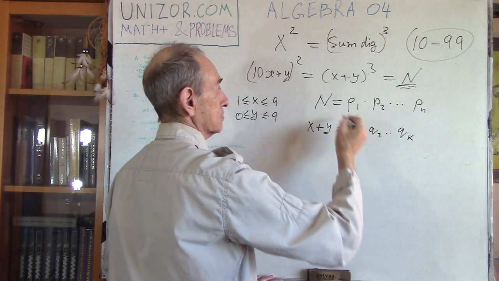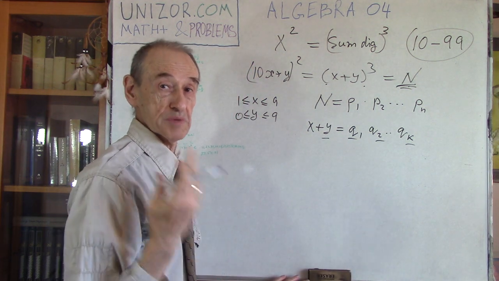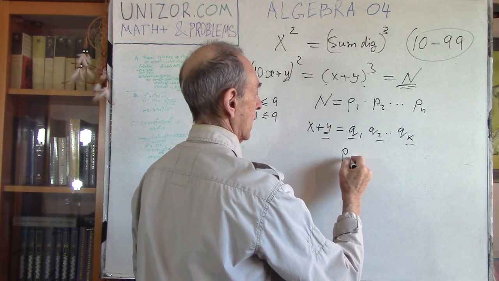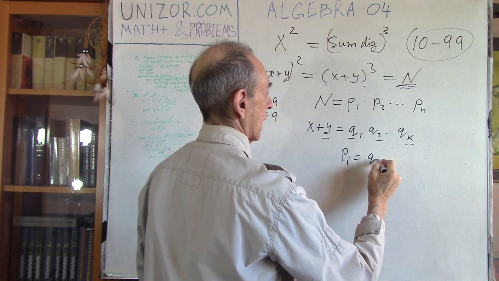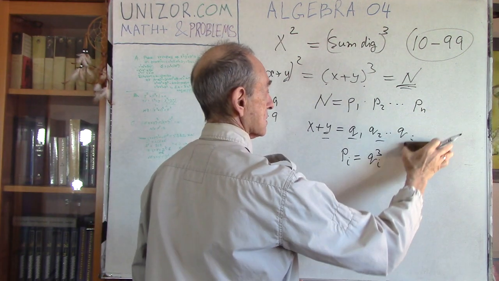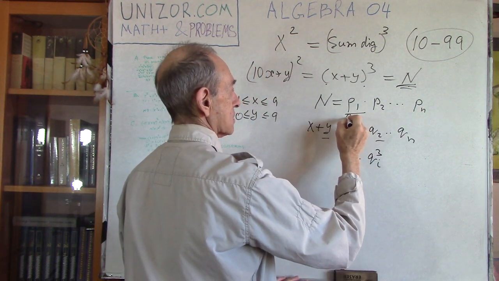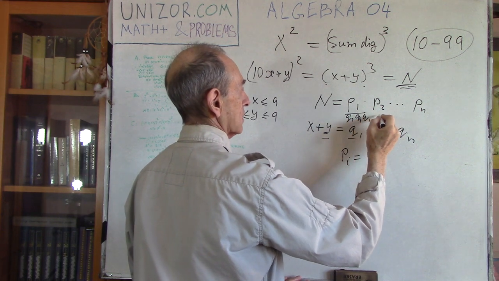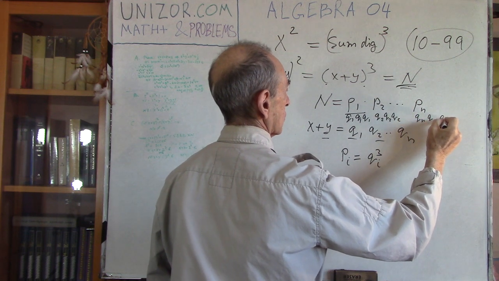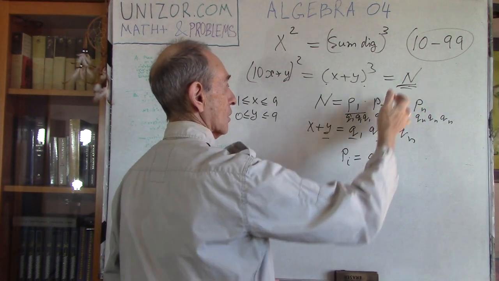Now, this is in cube, which means each one of them is supposed to be repeated three times. So I can say that pi might be equal to qi cubed, basically, right? And the k is supposed to be equal to n. So I have three times q1, q1, q1, q2, q2, q2, qn, qn, and qn, okay? Okay, so this is the representation of n.